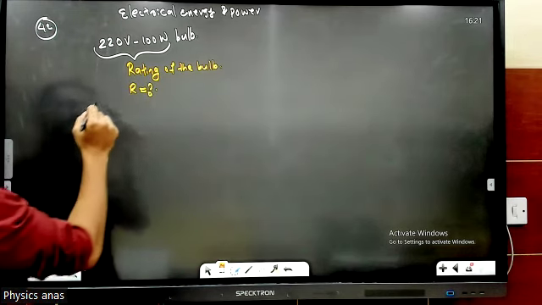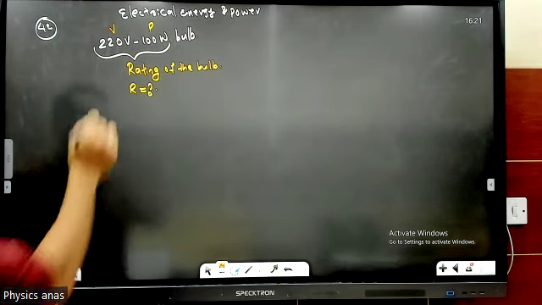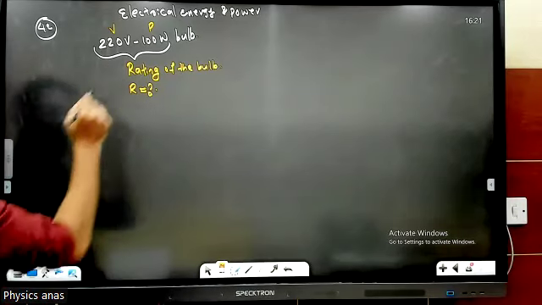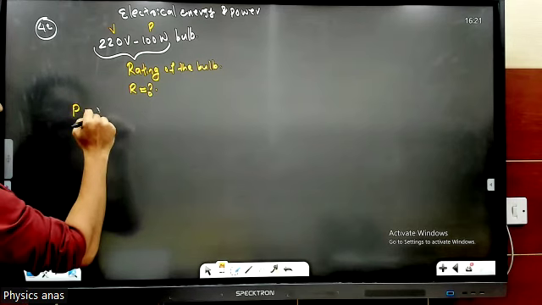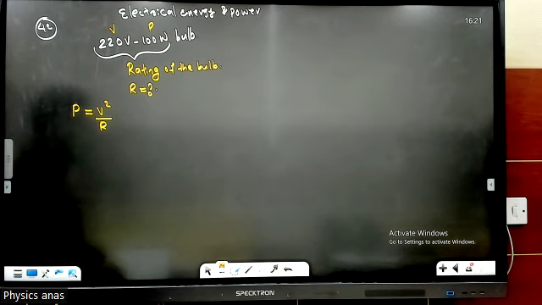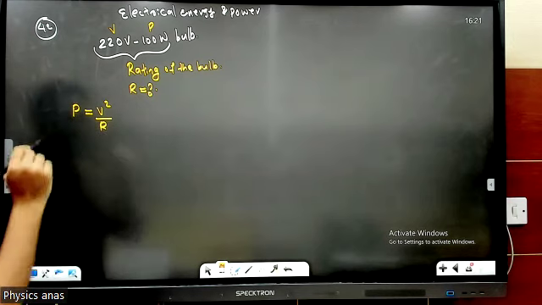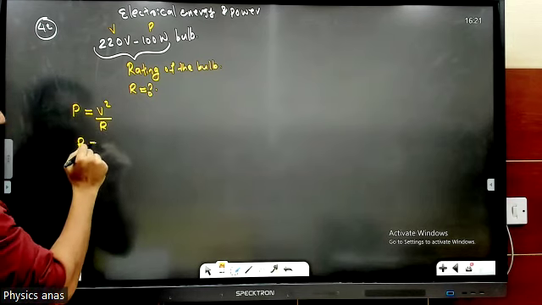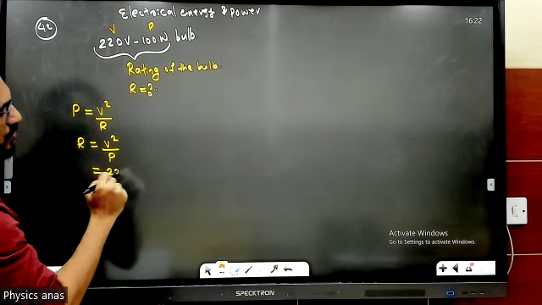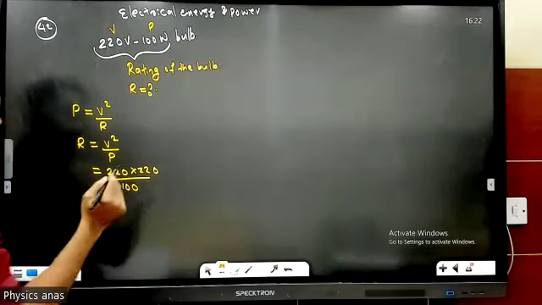How will you get the resistance? This is voltage and this is power. Which is the equation connecting voltage, power and resistance? This equation: P is equal to V squared divided by R. From this equation you can find resistance. You can bring this R to the other side. Then the equation will be V squared divided by P. So what is V squared? That's 220 into 220 divided by power. What is power? That's 100.